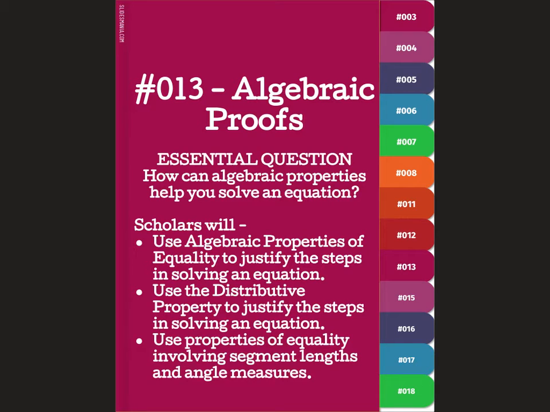This is lesson number 13, Algebraic Proofs. The essential question is, how can algebraic properties help you solve an equation? Scholars will use algebraic properties of equality to justify the steps in solving an equation, use the distributive property to justify the steps in solving an equation, and use properties of equality involving segments, lengths, and angle measures.